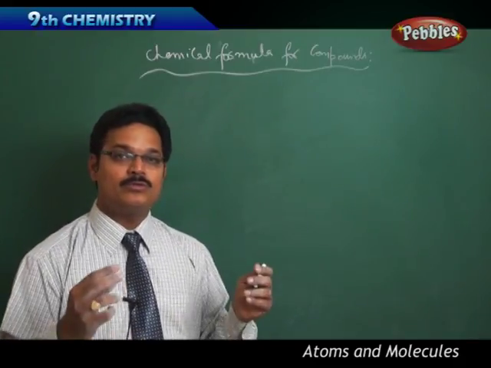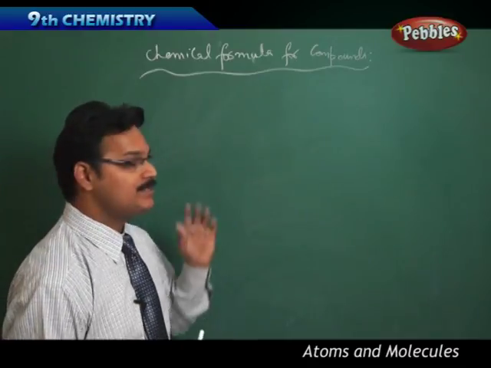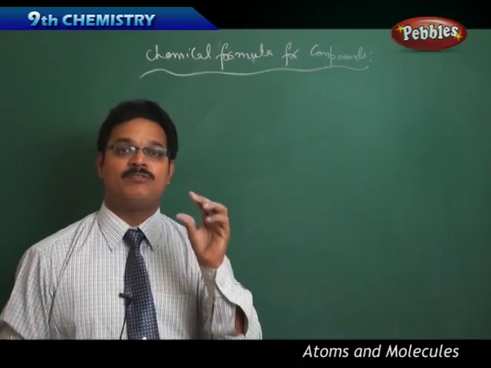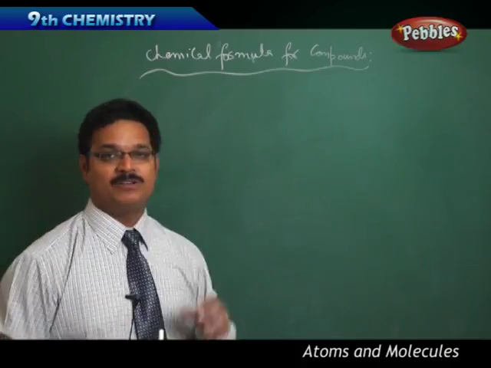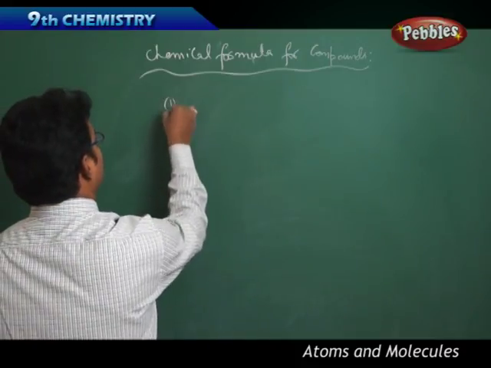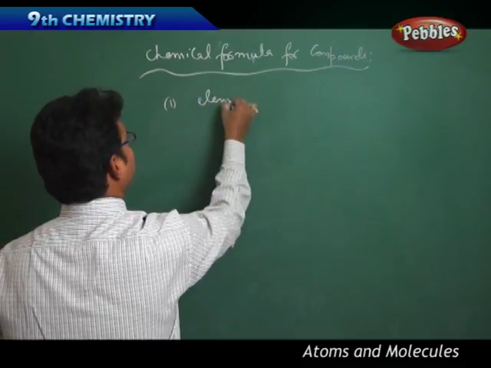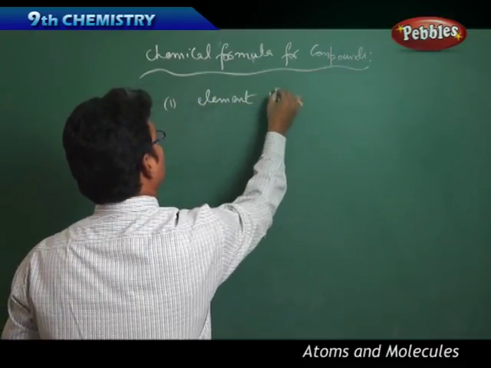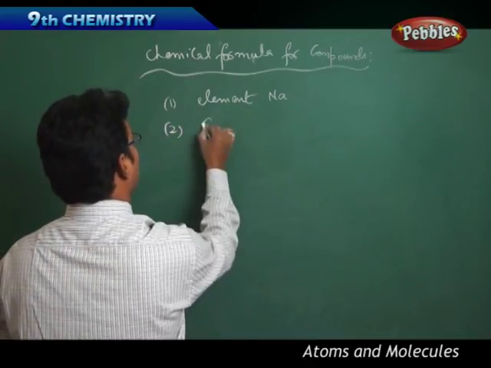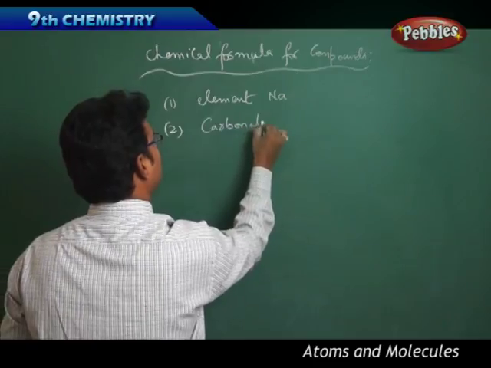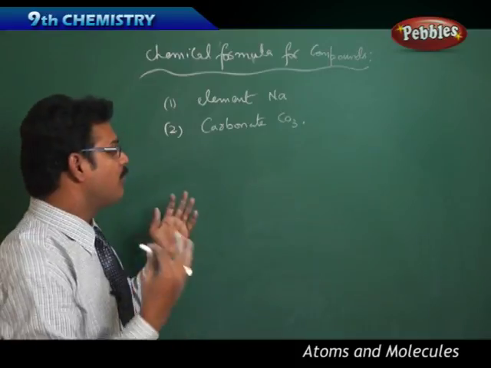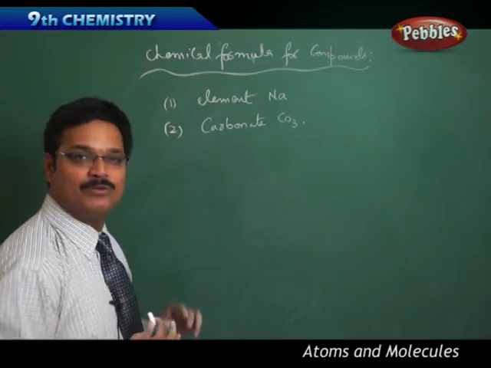You have taken two dissimilar elements and you combined, you got a compound, and now you are asked to write the formula or some representation of the compound. How could you do? For example, you have taken an element called sodium, and you have taken another element called carbonate. Now you combined, you get a new compound. Now how do you write the formula for the compound?